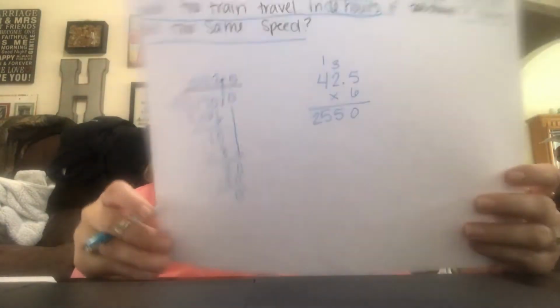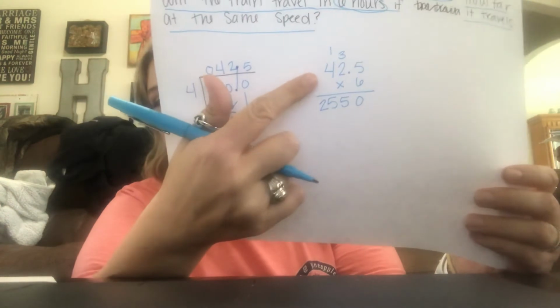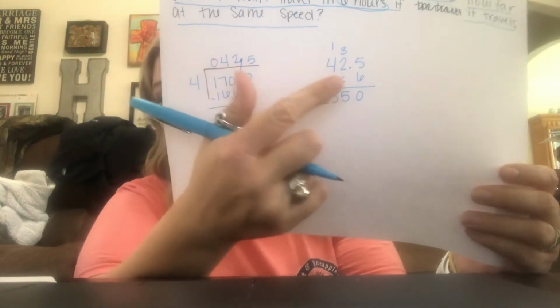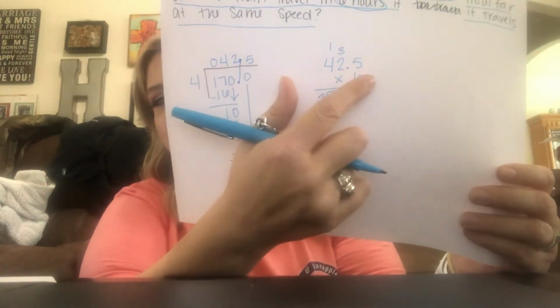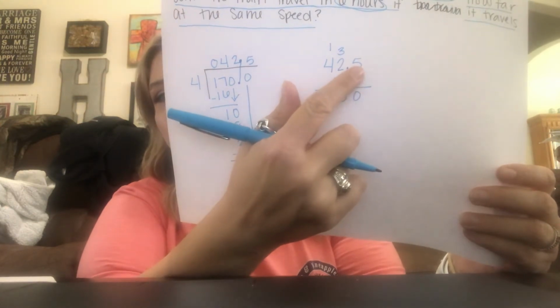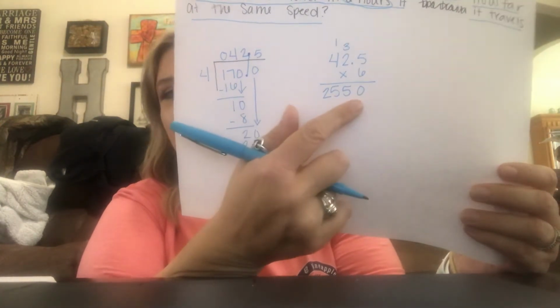2,550. Now we have a decimal up here. Remember, when you have a decimal in your multiplication, you got to figure out how many numbers are behind that decimal. Well, we have 1 number behind the decimal, so that means in my answer I need to have 1 number behind the decimal. So place my decimal down, and now that tells me that in 6 hours they would have traveled 255 miles.